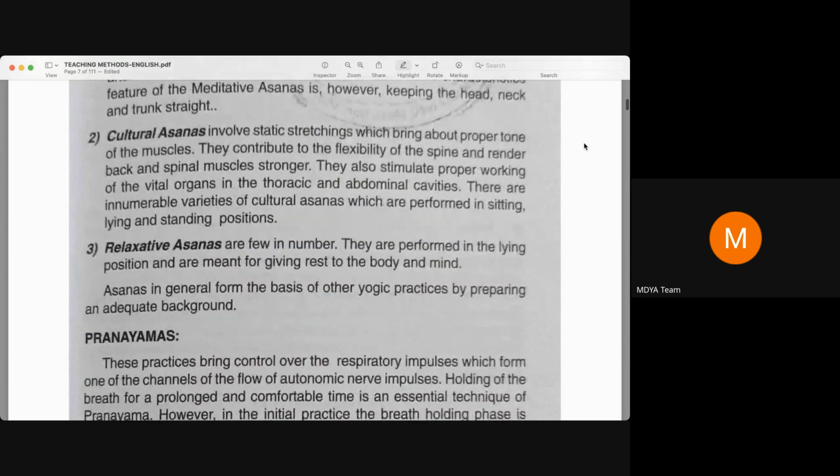So all those stretching and all can come under this category. And relaxative asanas, there are few in numbers and they are performed in the lying position generally and are meant for giving rest to the whole body as well as your mind. So asanas in general form the basis of all other yogic practices by preparing an adequate background for the further practices like pranayams and all other practices.